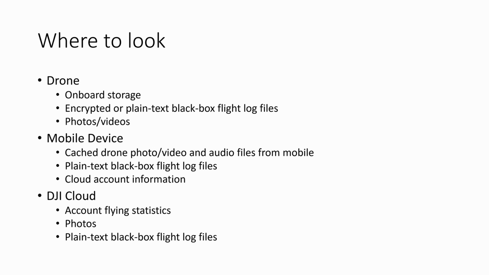Well, actually, the mobile device has two. One is a text file, and one is a DAT file. The DJI Cloud only contains the text files. The text files have most of the important information, but not all of the information, which we will get to.